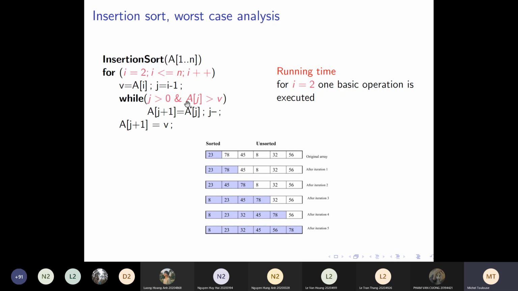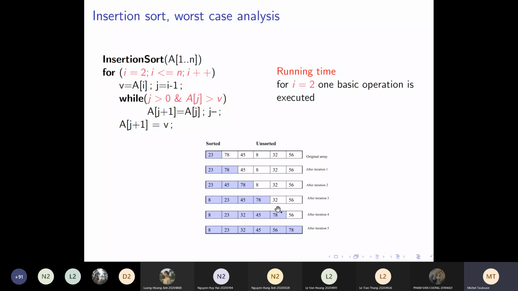So that's what this while loop is telling us. It's running until j is not greater than 0. So if j is not greater than 0, that means we have reached the end of the sorted array on the left side. And if a[j] is not greater than v, so if the element I'm trying to position is not smaller than the next element in the sorted array, I have found the place where this element should be.